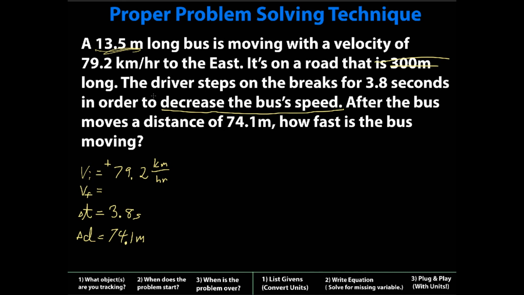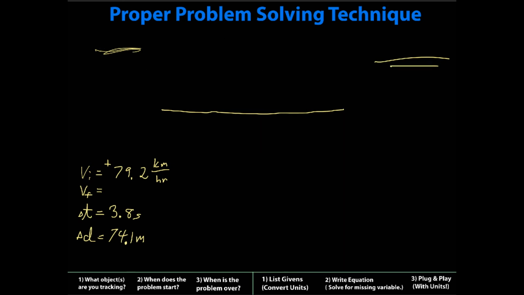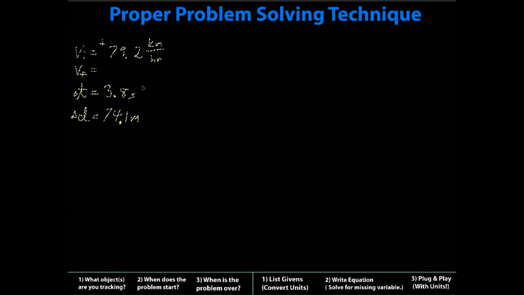So looking at my problem, it's generally a good idea to read it more than once to make sure you have the proper information. Anything else in this problem looks like it is not useful information. So I'm going to move our givens list up here. All right, so step one, list givens. Addendum to the first step, convert units.